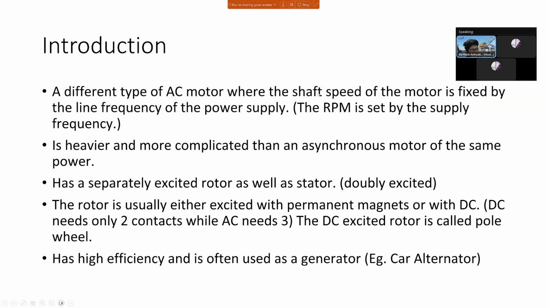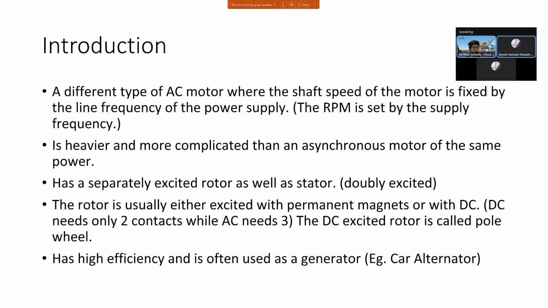So here, like I mentioned, the shaft speed is fixed by the line frequency. So to change the RPM, you have to change the frequency of the AC supply itself. It's heavier and more complex, needs sliding elements like brushes and slip rings, which is a disadvantage. But there are ways to overcome it. We will look at that.